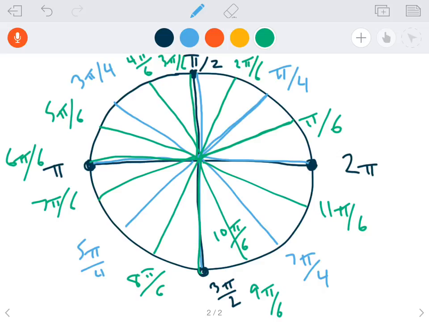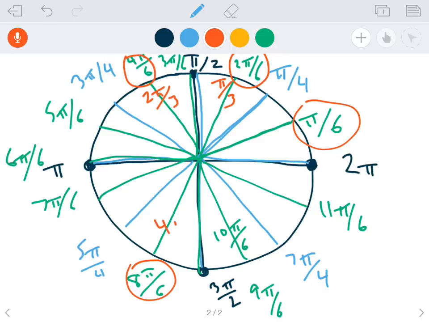Now wait, that's not quite what the unit circle looks like. That's because we reduce the fractions. Pi over 6 stays. This becomes pi over 3. This becomes 2 pi over 3. This one becomes 4 pi over 3. And this one becomes 5 pi over 3. But you see how I didn't have to figure out which one's a pi over 6, which one's a pi over 3? You can count around by pi over 6's and then reduce the fraction, and you've got your pi over 3's. Not too bad, right?